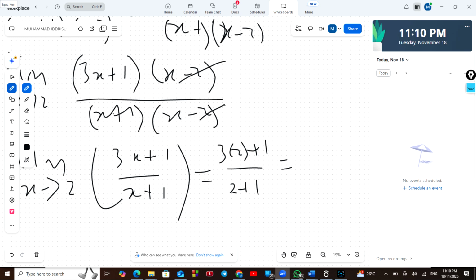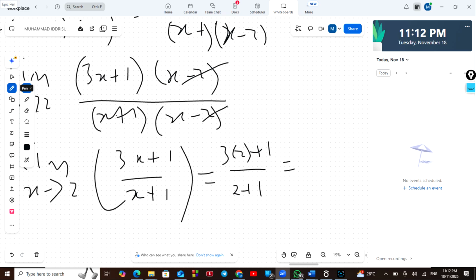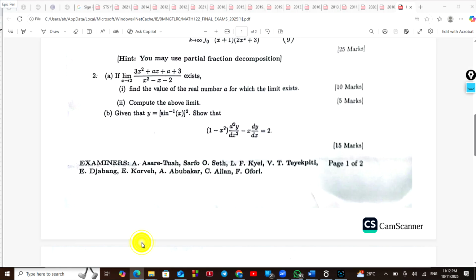And this will be 3 multiplying 2, which is 6, plus 1 is 7, over 3. And this is the limit we were asked to compute. So this is the second part of question 2a. Let's see what the third part says.